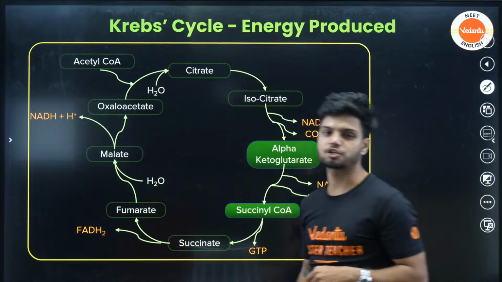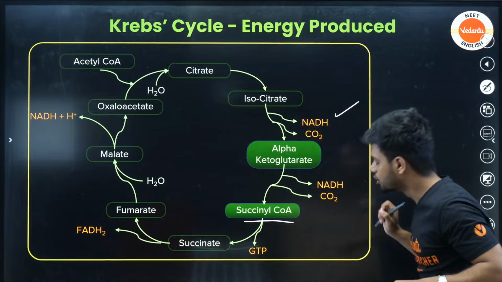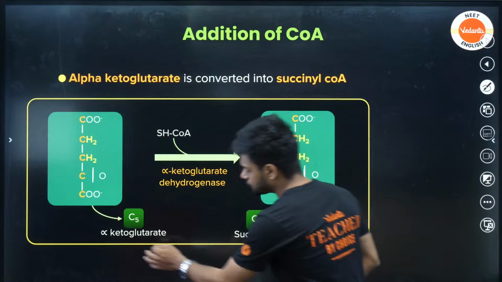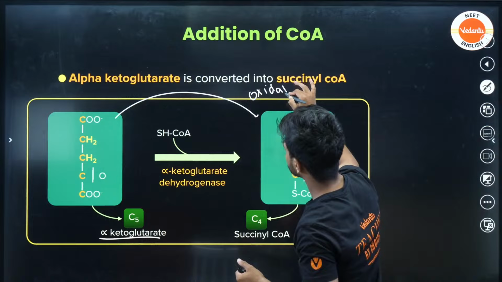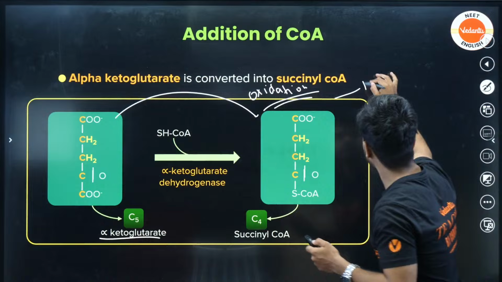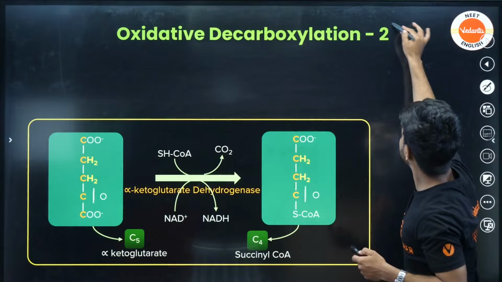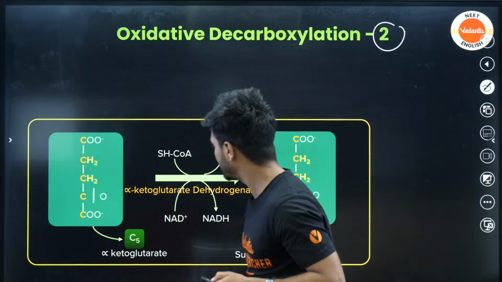Now, the second oxidative decarboxylation in your Krebs cycle is between alpha ketoglutarate and succinyl coenzyme A. Again, alpha ketoglutarate undergoes oxidation. Electrons are released and taken up by NAD plus. There is also release of CO2. That is why 5 carbon to 4 carbon.